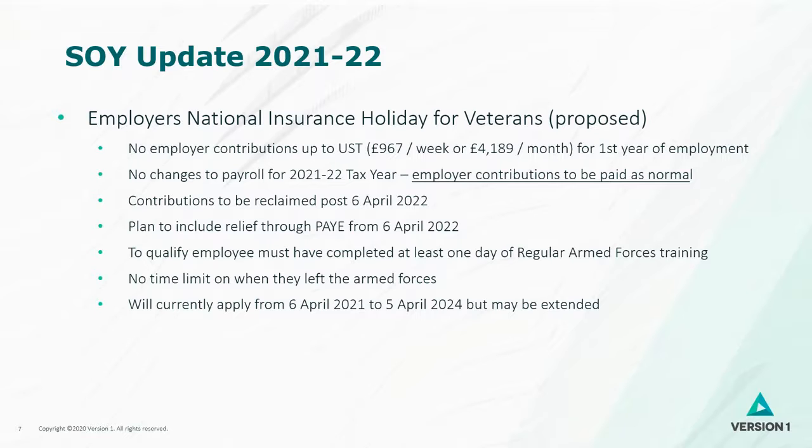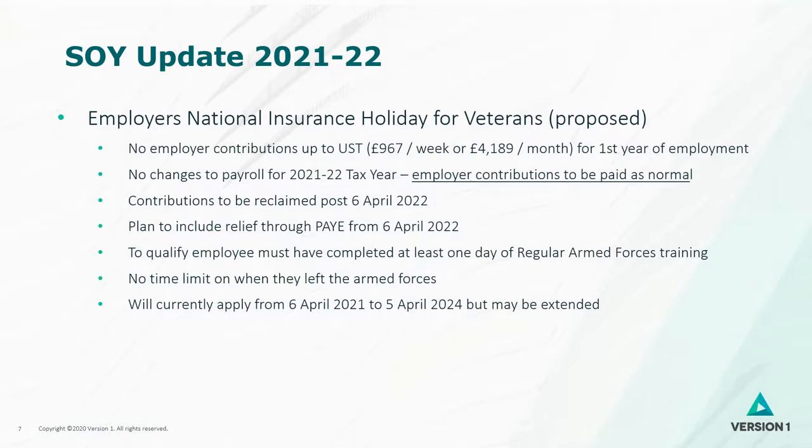Also being introduced this year is the employer's national insurance holiday for veterans. Now, I'm sure you've read about this, and at this point, the legislation is still in the proposed status, although that should be changing fairly soon. The proposal, which is still subject to change, is that there would be no employer contributions up to the upper secondary threshold, which, as shown here, is £967 a week or £4,189 per month for the first year of employment of former veterans.